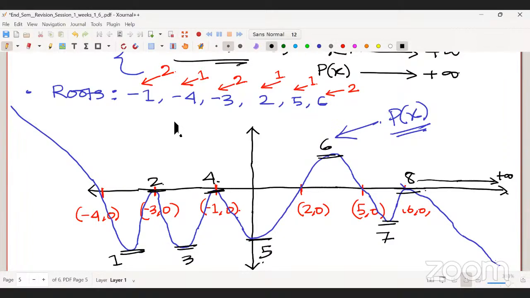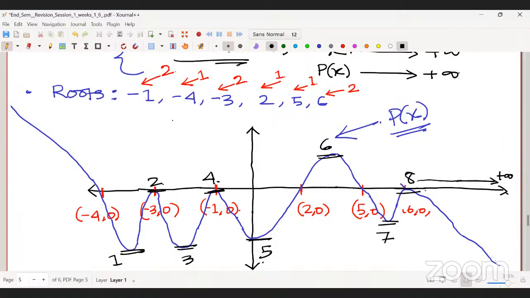One question, sir. If on 5, 0, the multiplicity is 3, then what will be the number of turning points, sir? Same number of turning points. See, if the multiplicity is 3, it doesn't matter. It will cross this x-axis. The graph will be different, but certainly it's not going to affect the number of turning points.